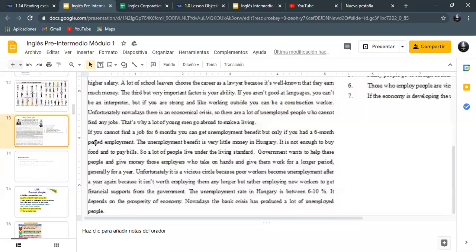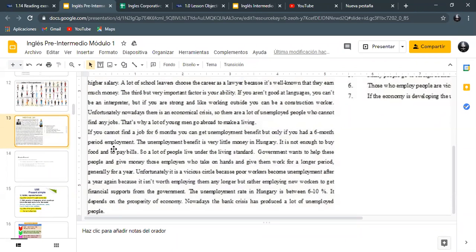Then he says, if you cannot find a job for 6 months, you can get unemployed benefits. But only if you had a 6 month period employment. Eso es bien interesante. ¿Se entiende esa frase? Todo lo que dice esa parte. En contexto, sí. No sé si estaré correcto. A ver, ¿quién me ayuda a decirle en español?